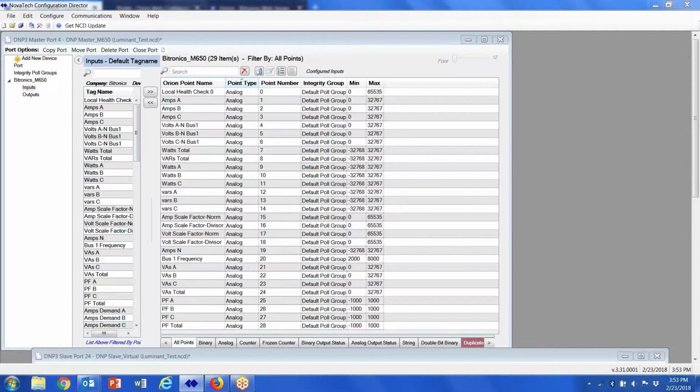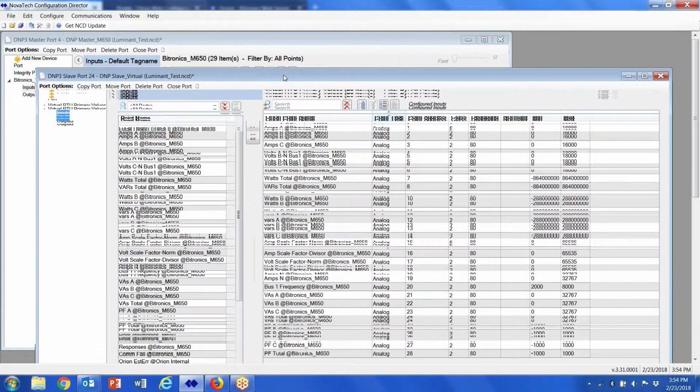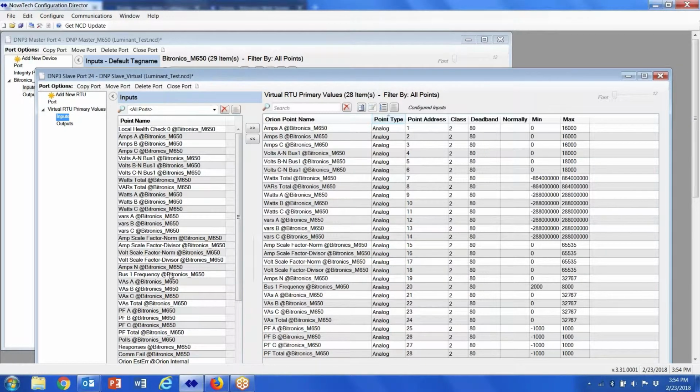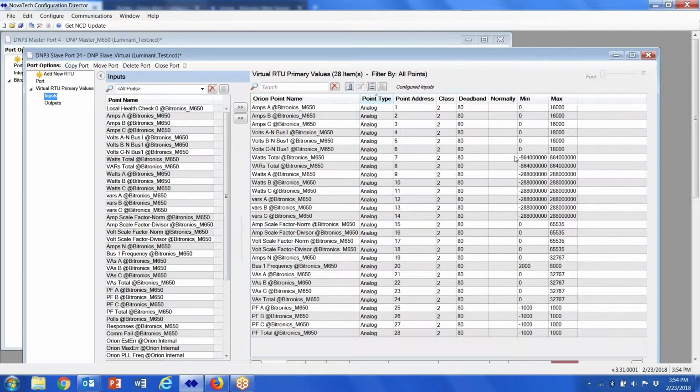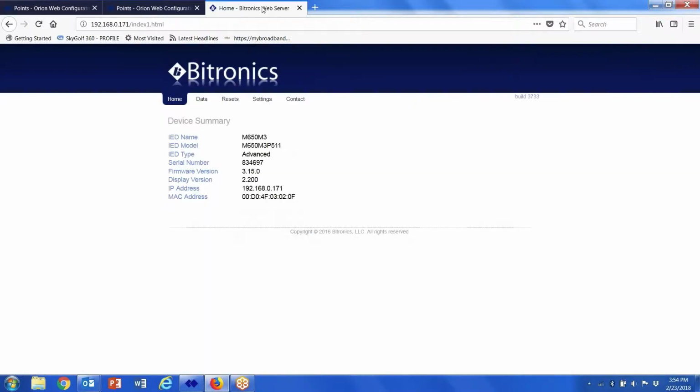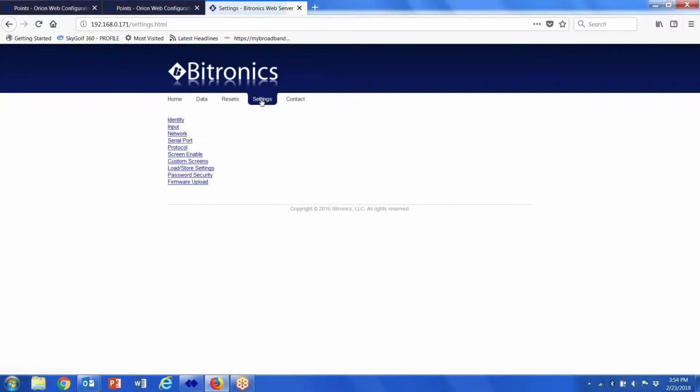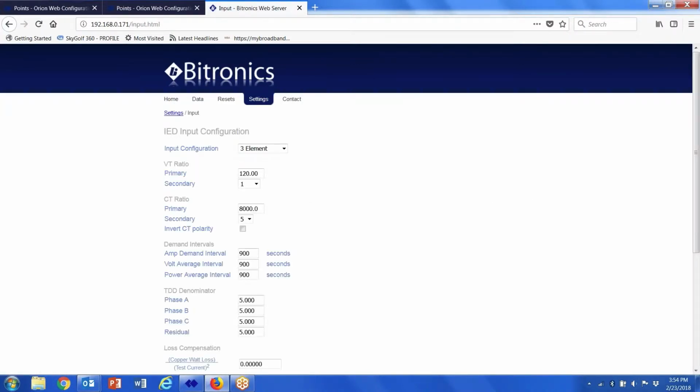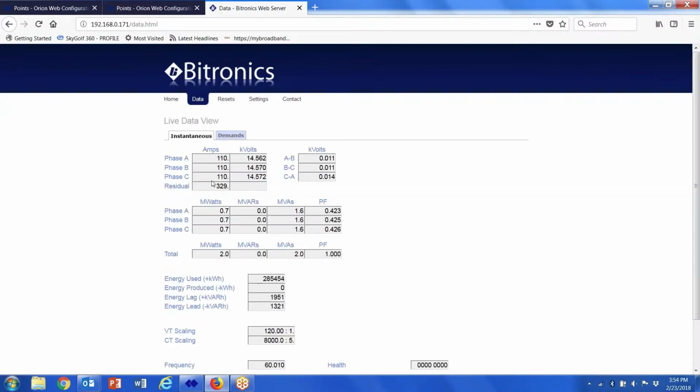And then what I did was I configured a DNP slave port, mapped those same values over, but what I'm using is the primary values. And the primary values are actually coming from, on this particular meter, I have a little web interface that allows me to go in. I can look at my PT ratio is 120 to 1. My CT ratio is 8,000 to 5, which is 1,600 to 1. And I can actually look at real-time live primary engineering values from this screen as well.